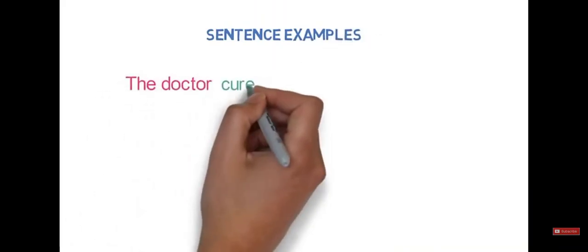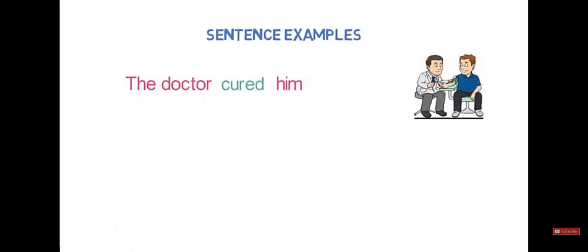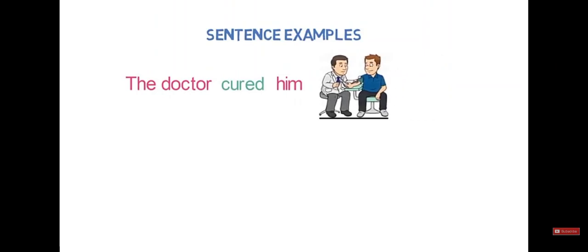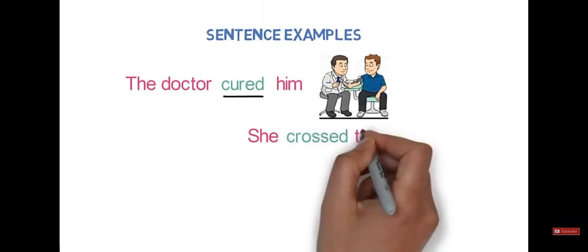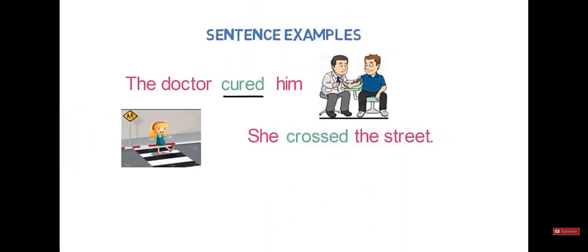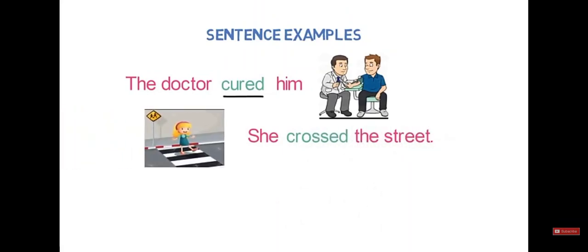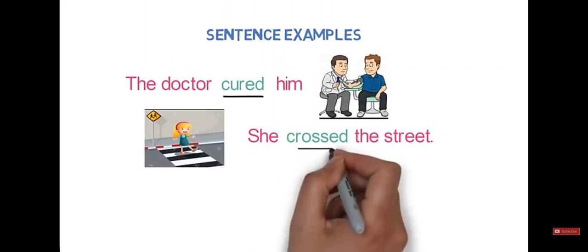Let's look into some more sentence examples having transitive verb. The doctor cured him. Here, cured is the action and him is the direct object. So it's a transitive verb. Let's look into next example. She crossed the street. Here, crossed is the action and street is the direct object. So it's a transitive verb.